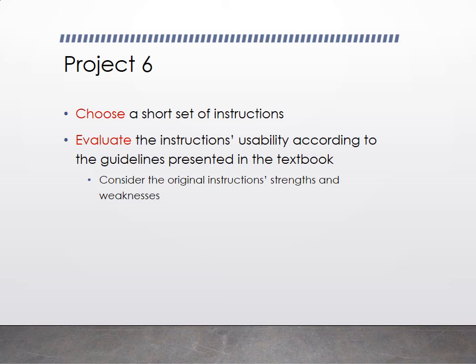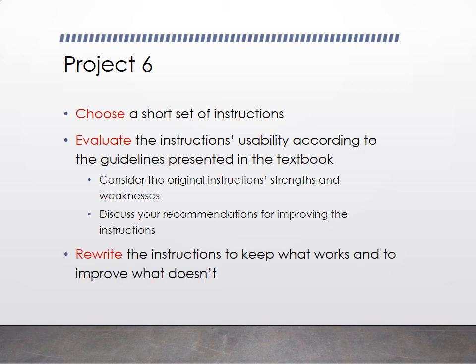So you will want to find both strengths and weaknesses. If all you find are strengths, you need to find some crappier instructions. And even the weakest instructions probably have some strengths that you can talk about. Then you're going to want to consider how you would make these instructions better. What would you do to fix the problems?